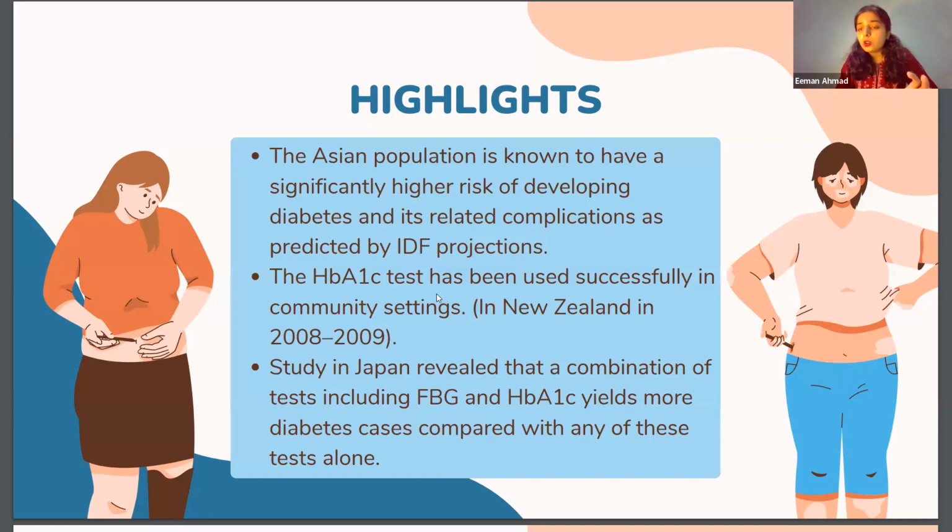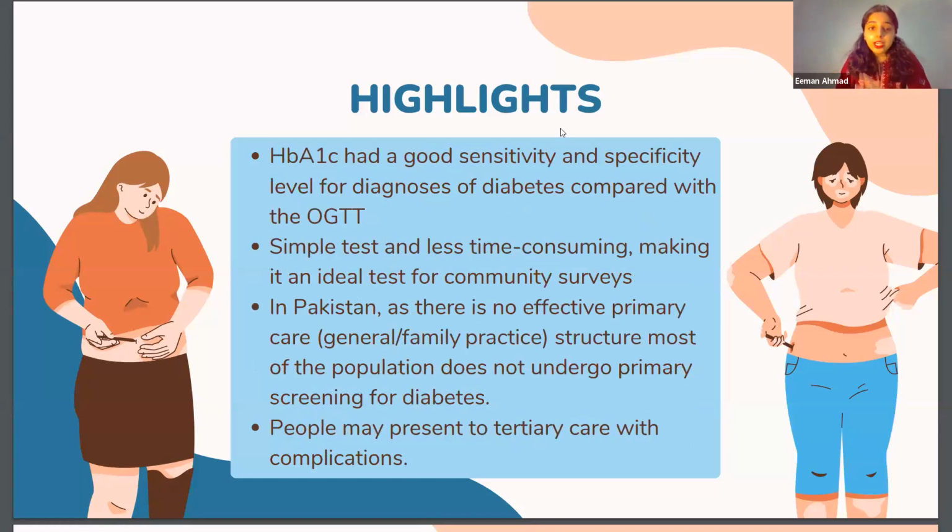The HbA1c test has also been used previously in other community settings, in New Zealand as well, and has also been used in Japan. And that particular study that they've talked about in their article does reveal that a combination of tests, for example, if you use a fasting blood glucose and HbA1c together, you will yield more diabetes cases compared with any of these tests alone. So it's better to do 2 tests instead of 1. We've already discussed that it had good sensitivity and good specificity. It is a very simple test. It is less time consuming, so it is ideal for community surveys.